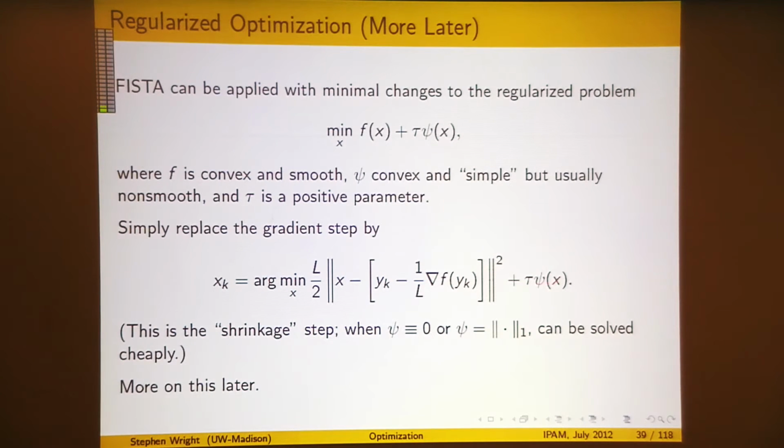And again, there are a lot of interesting cases where you can solve this cheaply. For example, if phi is the L1 norm, which is everyone's favorite case of a regularization, you can write down a closed form solution to this problem. So it's no more expensive than doing the standard steepest descent step. You need to evaluate a gradient, you need to do order n arithmetic, and you're done, okay? So again, we'll talk about that more tomorrow, about this class of methods.